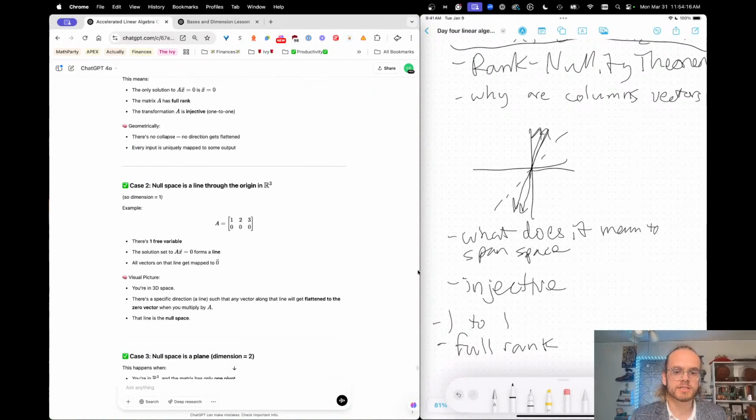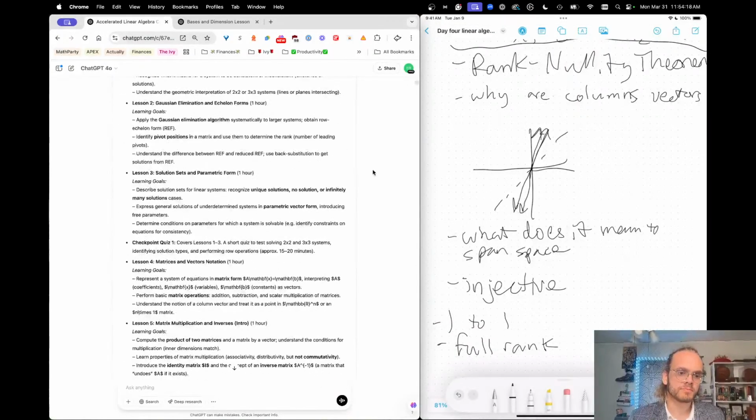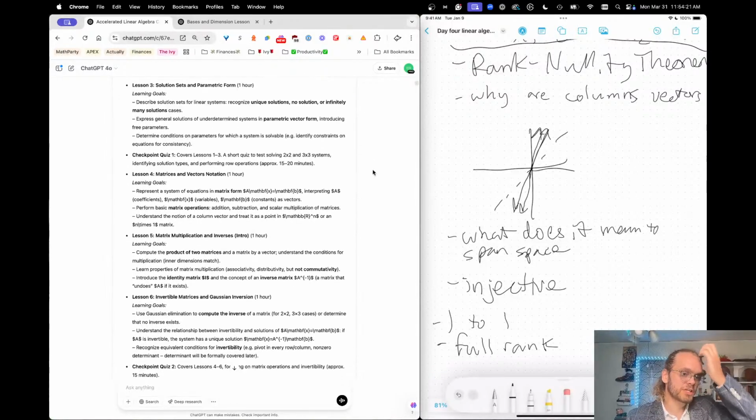Let's preview what the next lesson is going to be about. Matrix multiplication and inverses.